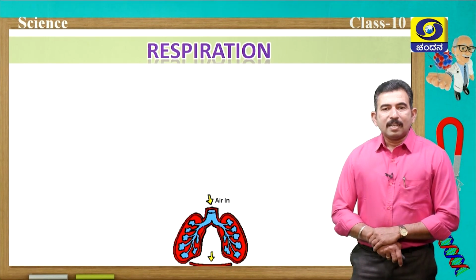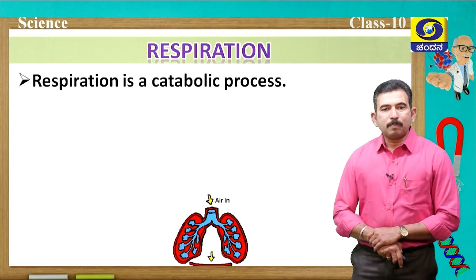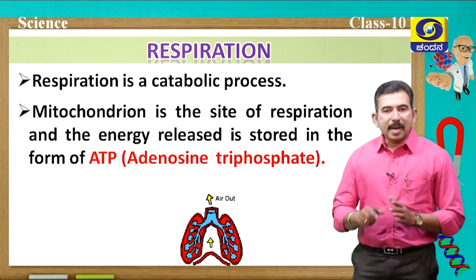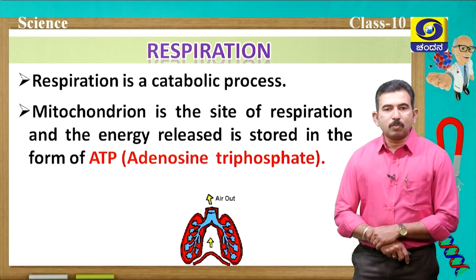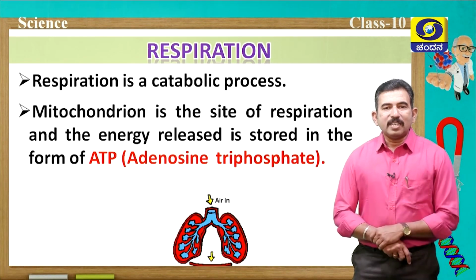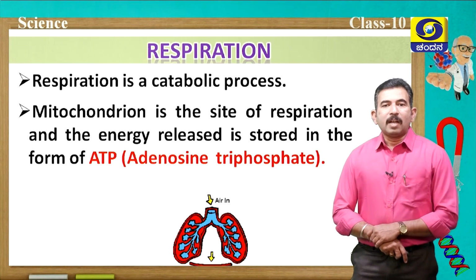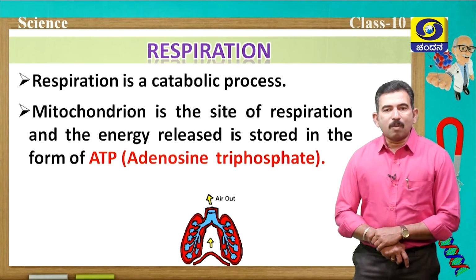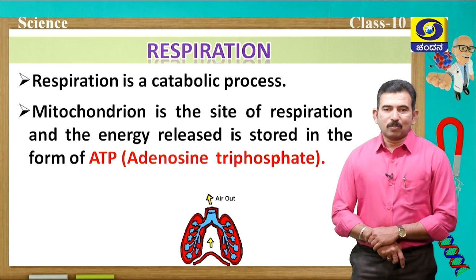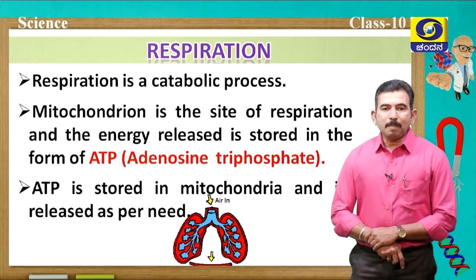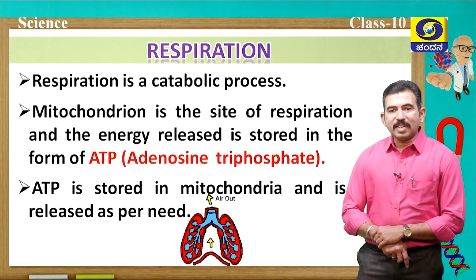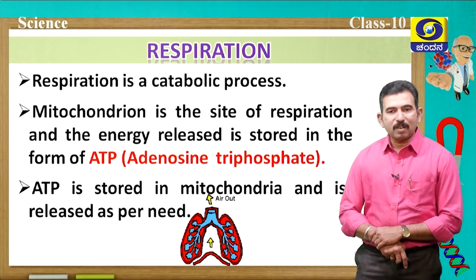Students, respiration is a catabolic process. You know what you mean by catabolic process. Here breakdown of the glucose molecule takes place, which liberates a large amount of energy, and mitochondria is the site of respiration, and the energy released is stored in the form of ATP. The full form of ATP is adenosine triphosphate, and ATP is stored in mitochondria and it is released as per our need to carry out different types of life processes.